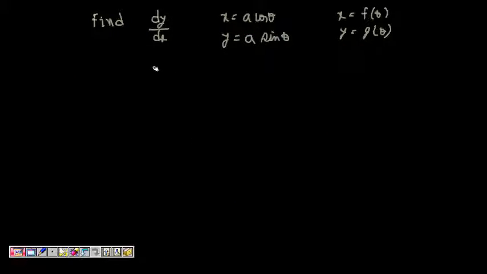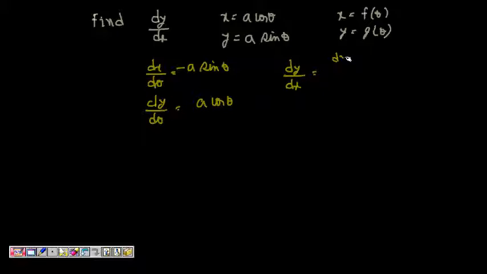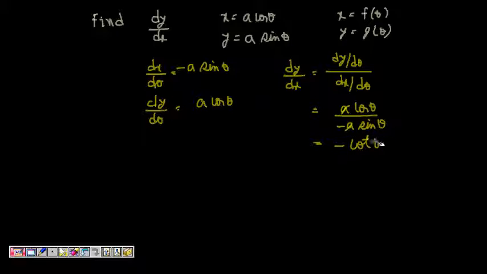So dx by d theta is equal to minus a sin theta, and dy by d theta is equal to a cos theta. So dy by dx is dy by d theta divided by dx by d theta. This becomes a cos theta by minus a sin theta, so it becomes minus cot theta.